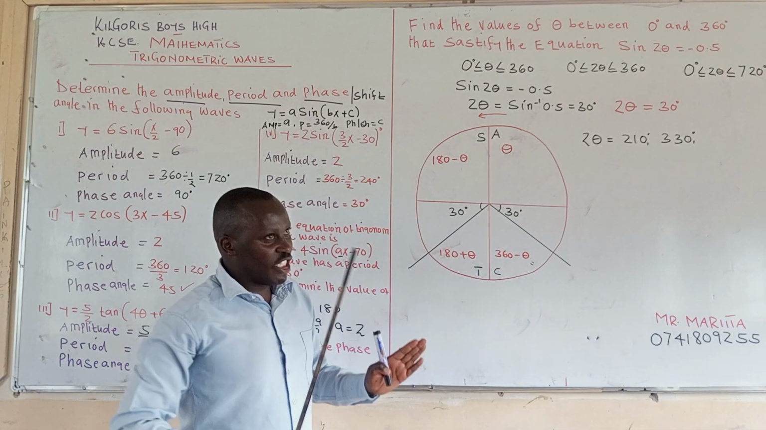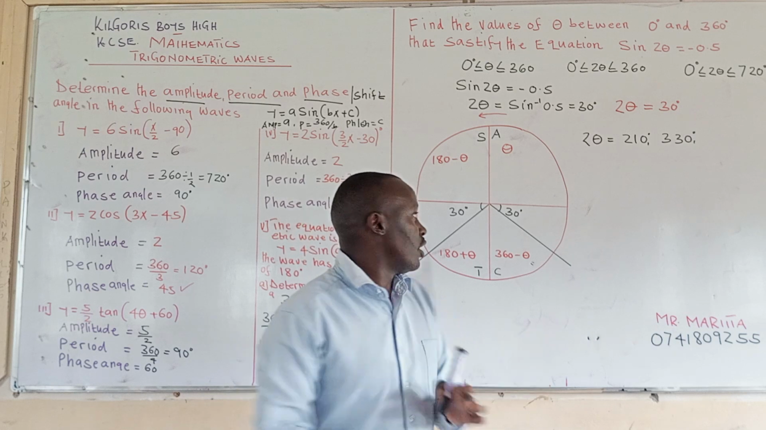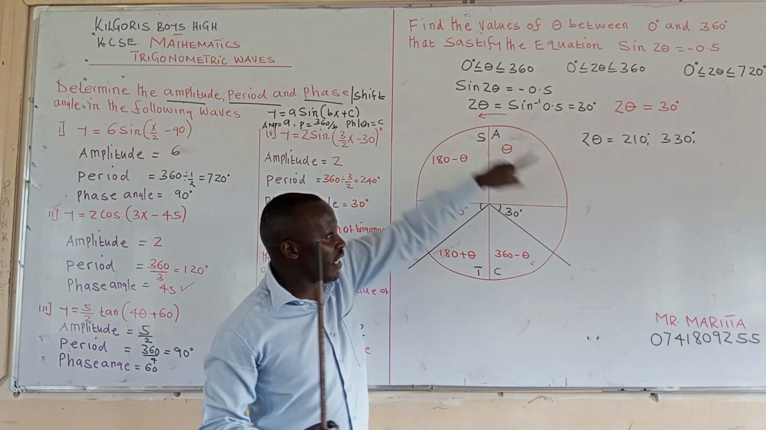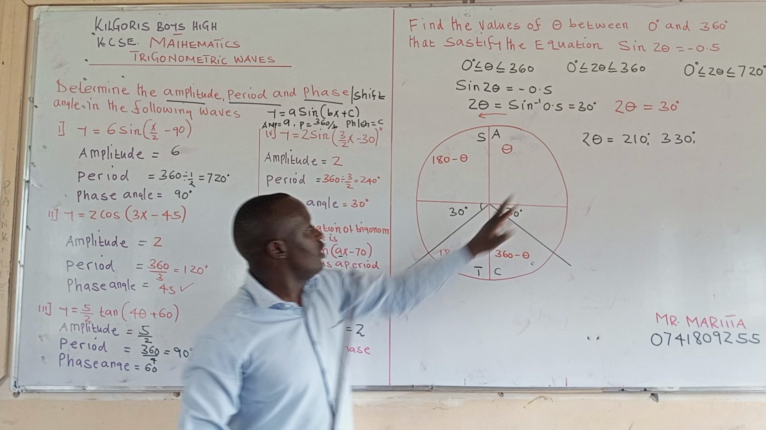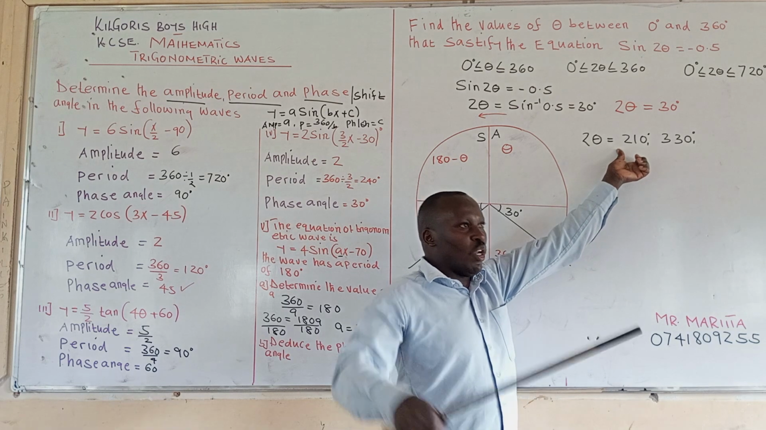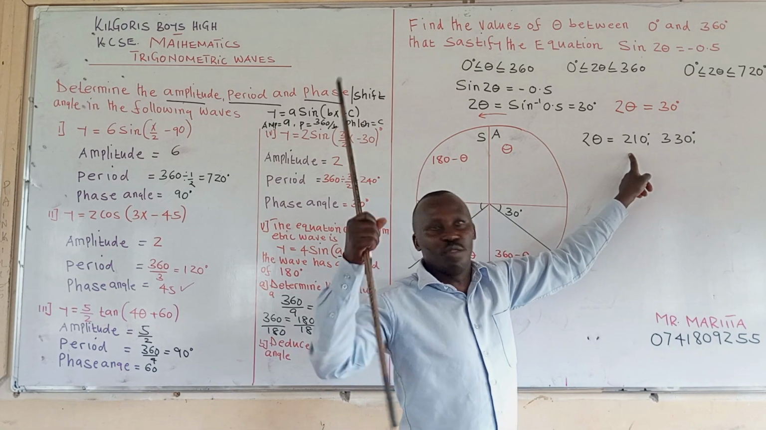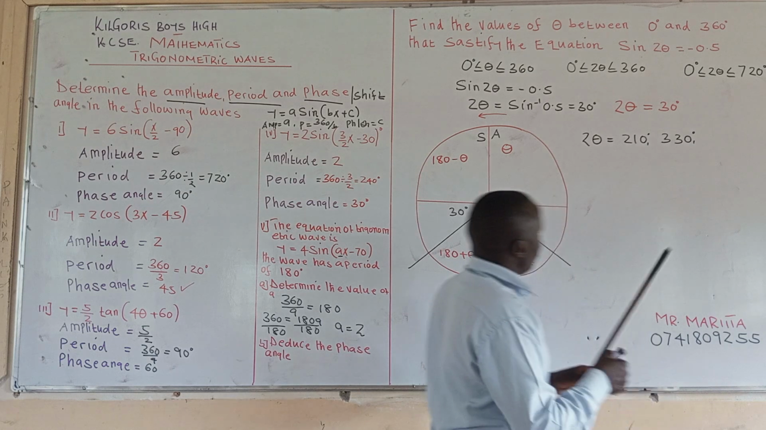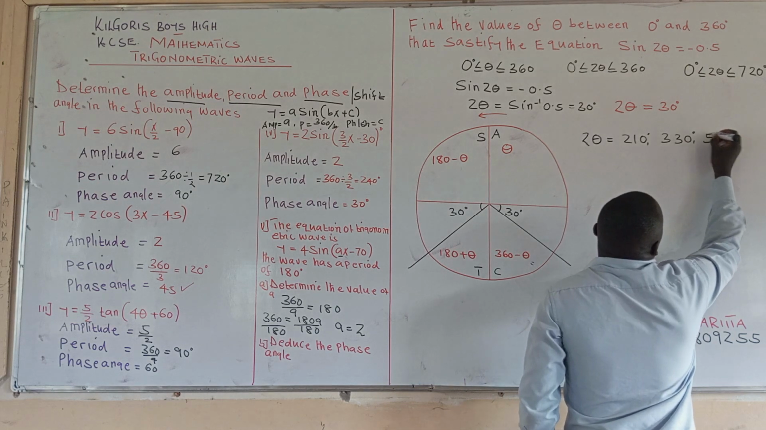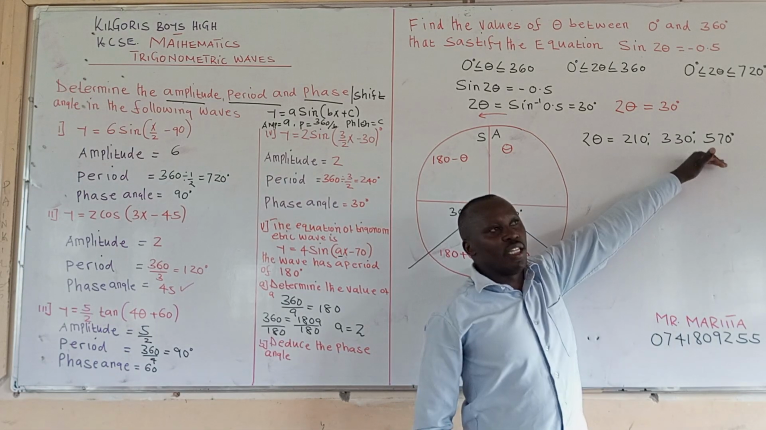Next, we have our range. Our range changes from 0 to 360 to 0 to 720. So it means now we need to move again. If we move another complete circle of 360, we have 210 plus 360. Remember, our range is from 0 to 720. So you take the first one and add 360, and we have another solution as 570.